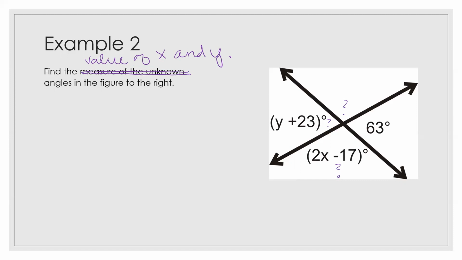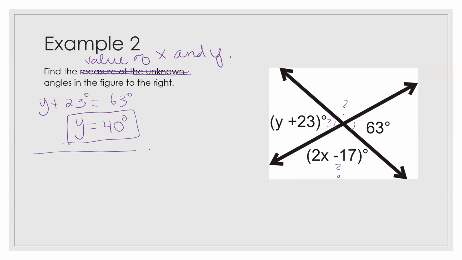Okay, so we can recognize here that these are vertical angles, so they are of the same measure. So you have Y plus 23 degrees is equal to 63 degrees. Therefore, Y is equal to 63 minus 23, Y is 40 degrees. So that's the value for Y, right?